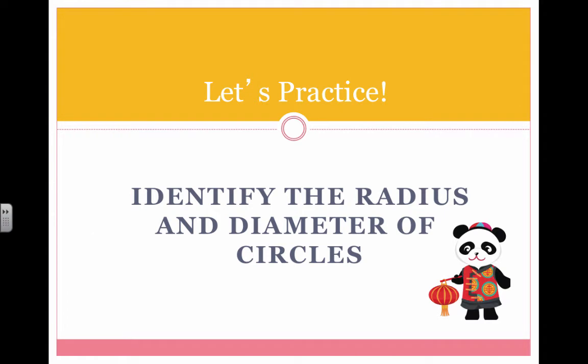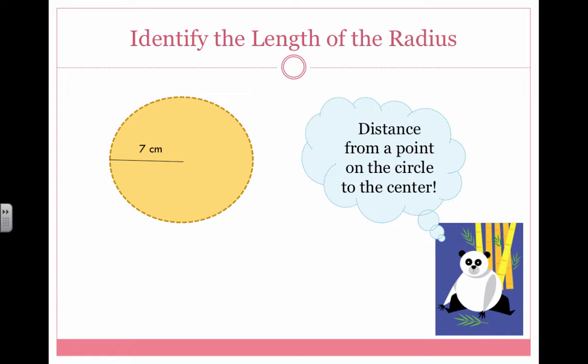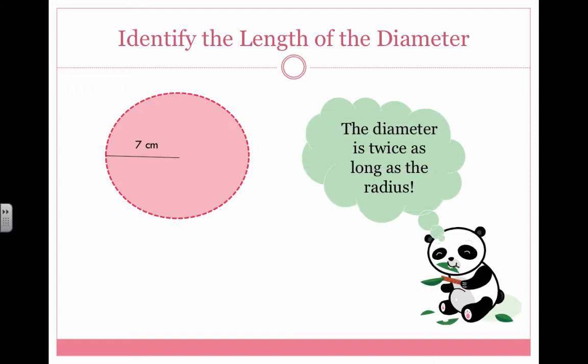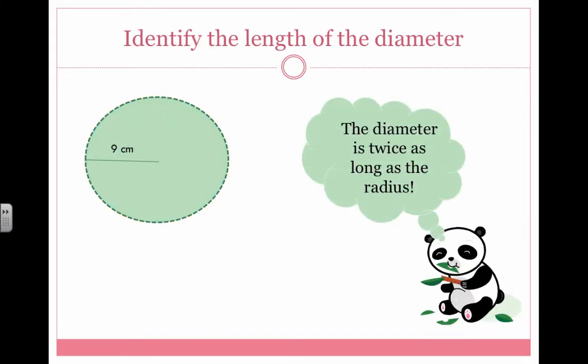So let's practice. Identify the radius and diameter of the circles. Identify the length of the radius. Right, it was 7. Okay, 7 centimeters. All right, identify the length of the diameter. Well, the radius is 7, so the diameter has to be 14. Identify the length of the radius. The radius is 9. Very good. Identify the length of the diameter. Remember, the diameter is twice as long as the radius, so that means it's 18.